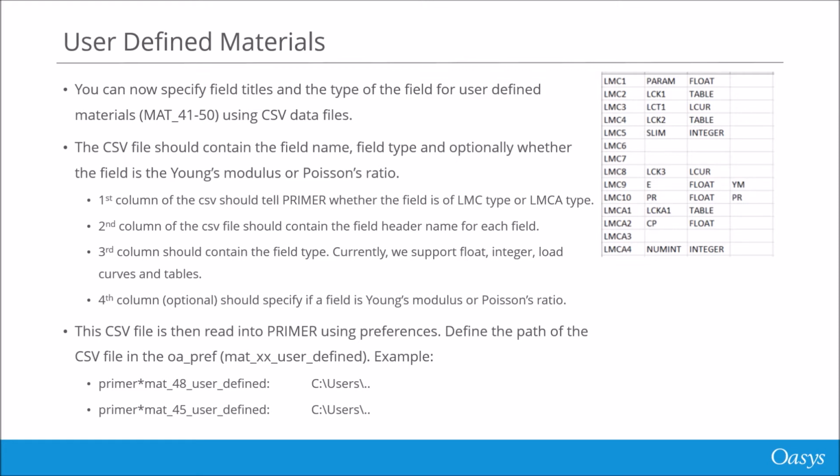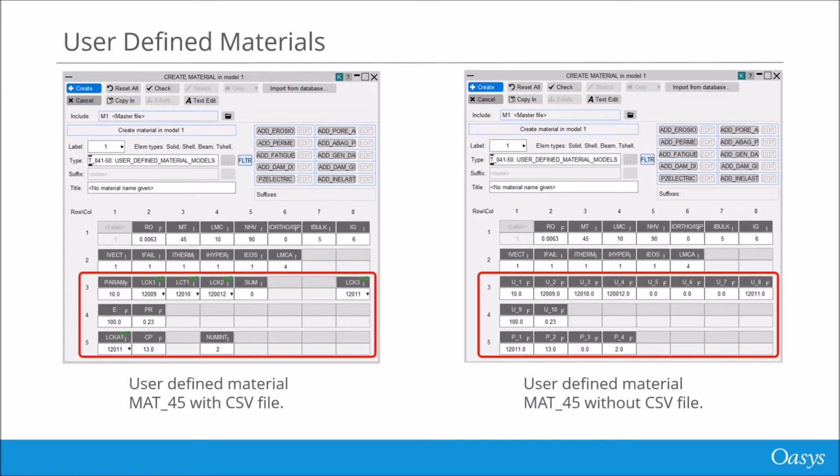So what's the benefit of having this CSV file? This is what it looks like when you have a CSV file specified in Primer. So that's what we see on the left-hand side here. On the right-hand side is what you see when you don't have that CSV file specified. As you can see on the right-hand side, we just have the generic names for the field headers, U1, U2, U3, and all the numbers are displayed as floating point numbers.